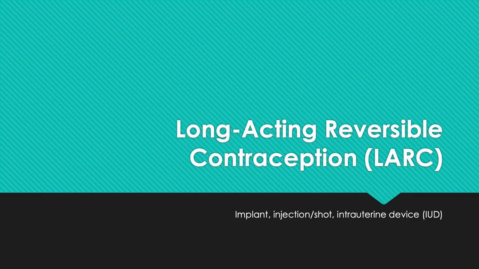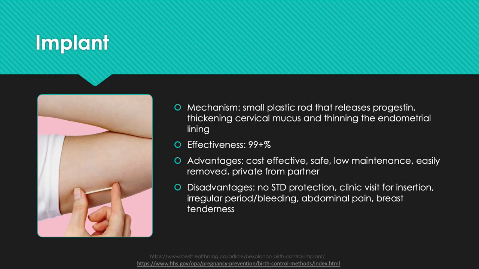LARC methods include implants, injections, and intrauterine devices, which are also referred to as IUDs. All of these devices, besides the copper IUD, release progestin and prevent pregnancy through a similar mechanism of action. The implant is a small plastic rod that is placed under the skin in the upper arm and left in for up to 3 years to prevent pregnancy.